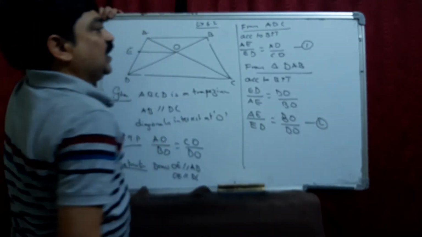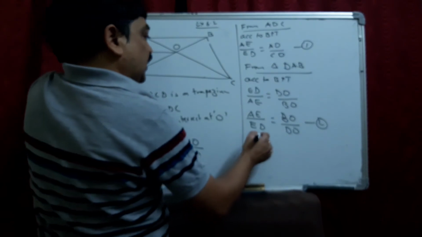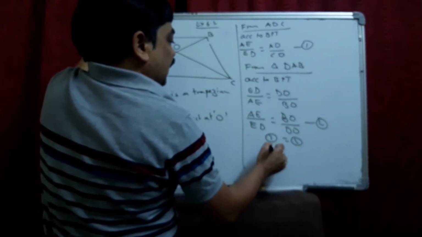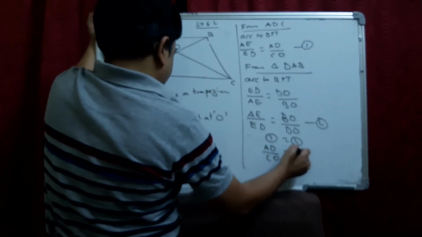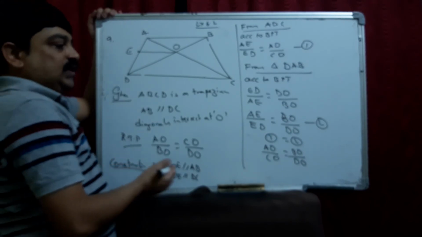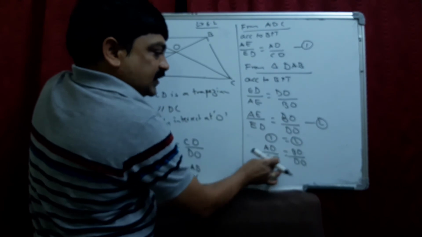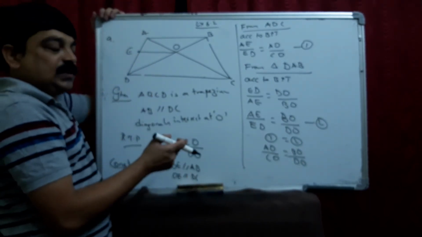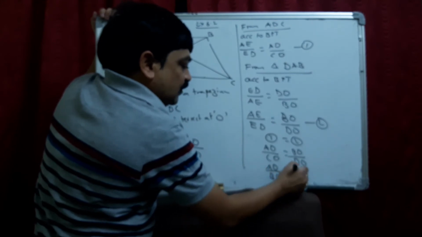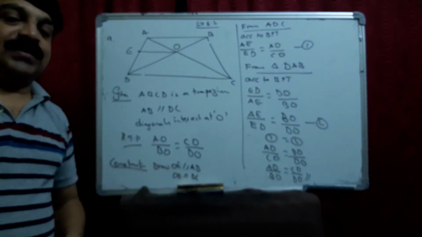This is 2. Now, if you observe 1 and 2, both the left hand sides are the same. Now, you can equate 1 and 2. It becomes AO by CO is equal to BO by DO. But it is not the thing which we have to prove. Now, just cross interchange the positions, this here and this there, because it is equal to. It becomes AO by BO is equal to CO by DO. Okay? Right, guys.